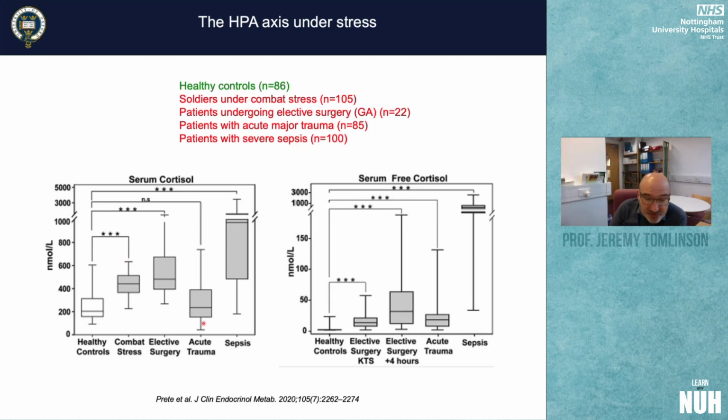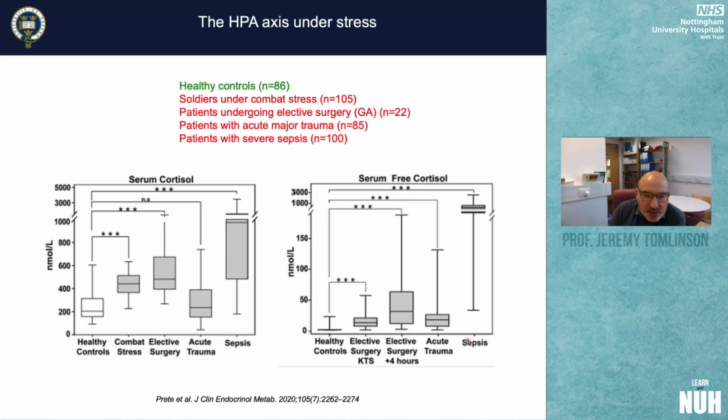When we look at patients under, for example, combat stress, these were soldiers in the military unit within Birmingham, or under elective surgery, your levels of cortisol are 2 or 3 times higher. Interestingly, they go through the roof in sepsis, but in acute trauma, perhaps less impressive than you might have expected. And these are also reflected in changes in free cortisol level. As you'll all be aware, what we measure in the vast majority of assays is total serum cortisol, of which 90 to 95% is bound to protein. So free cortisol levels are also higher in patients having elective surgery.